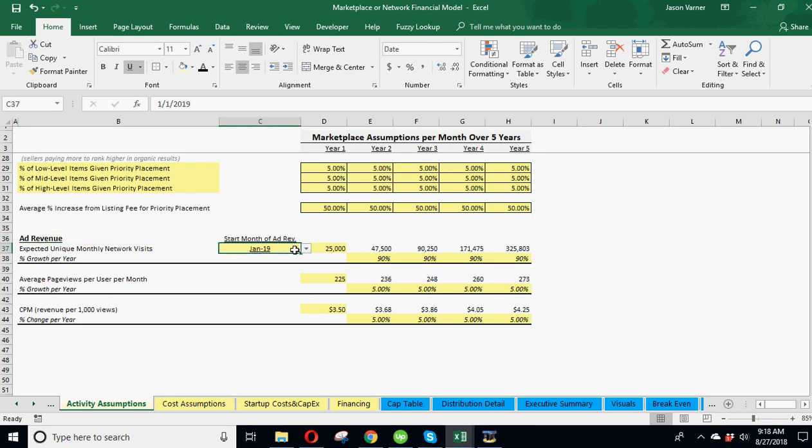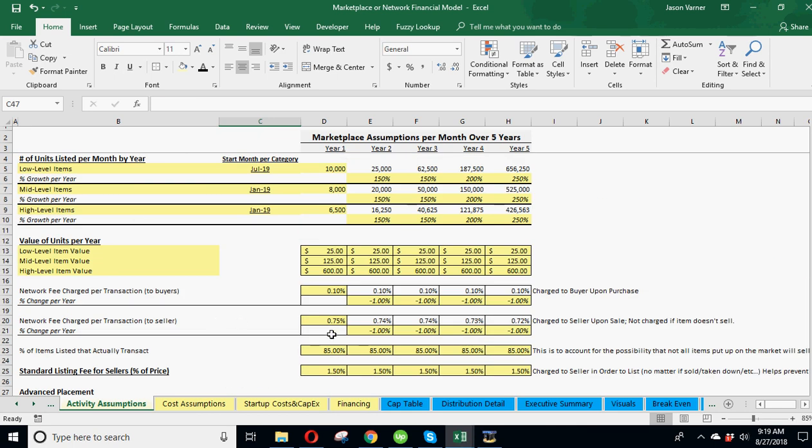If that's the case, you can pick your start month for that stream. You can pick the expected monthly network visits, the growth each year of that monthly number, and then the average page views per user per month and the growth of that, and then your CPM, or how much you expect to make per 1,000 views. Based on that, you derive a monthly revenue for ads. And again, that's dynamic. So that's your revenue.